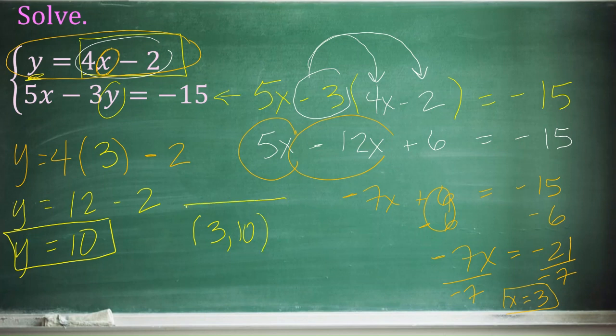The reason we can write that as a solution that way is because what these numbers actually represent are the point at which both of these lines intersect. So you would see the lines cross each other on a graph at the point (3, 10).